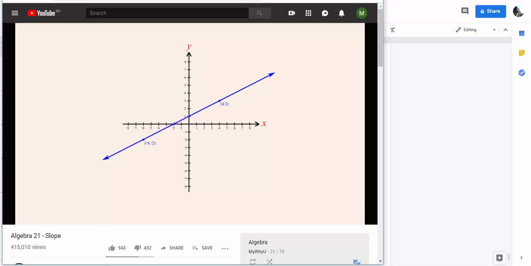Now let's calculate the slope one more time using the points 8, 5 and -6, -2. Once again, delta y is the y-coordinate of the right point minus the y-coordinate of the left point, or 5 minus -2, which is equal to 7. Delta x is the x-coordinate of the right point minus the x-coordinate of the left point, or 8 minus -6, which is equal to 14. So the slope delta y over delta x is 7 divided by 14, or once again 1/2.